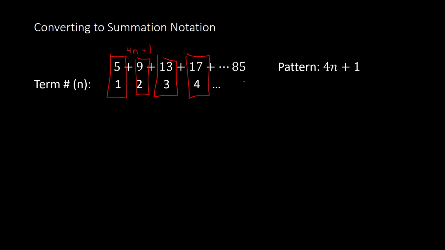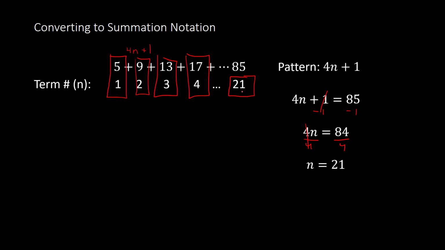So keeping that pattern going, this number right here, this term number, if I take 4n plus 1, that's going to equal 85. So I can solve this for n, subtract 1 to get 4n equals 84, divide both sides by 4, we get n equals 21. So my term number here is going to be 21.